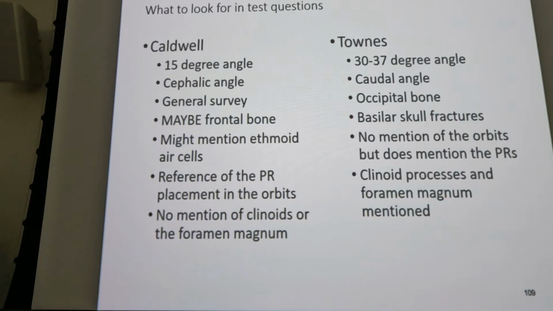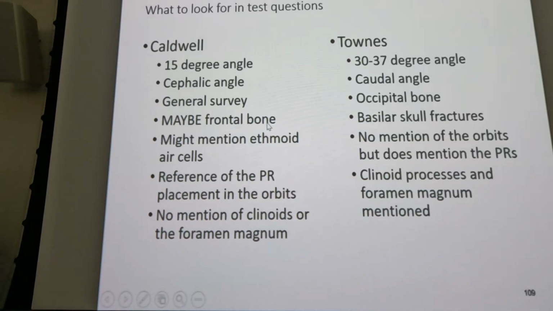Okay. So what to look for on the test? Caldwell 15-degree angle, Towns 30 to 37. Cephalic angulation for Caldwell, Towns caudal angulation. Caldwell is what we refer to as a general survey view. With the Towns specifically, we're looking for the occipital bone. With Caldwell, maybe the frontal bone.